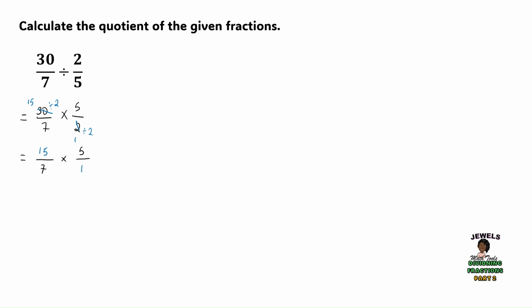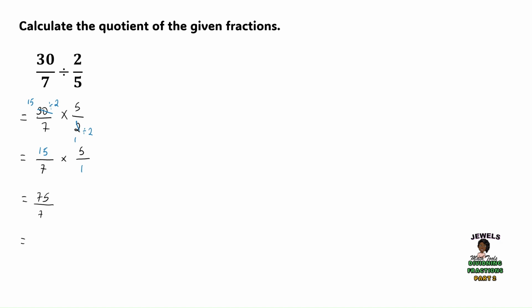Remember that we're multiplying numerator and numerator. And when 15 is multiplied by 5, we're going to get 75. 7 times 1 will equal 7. And now we're going to simplify our fraction by converting it into a mixed fraction form, because 75 and 7 do not have any common factors.